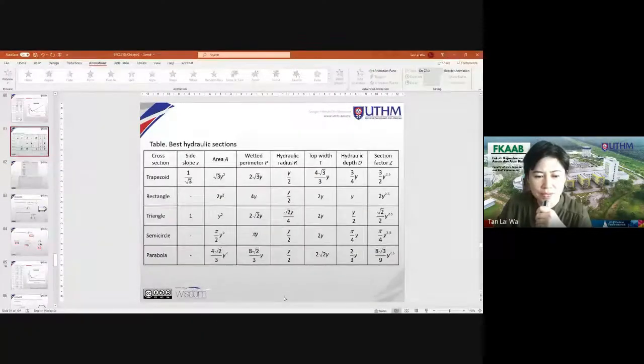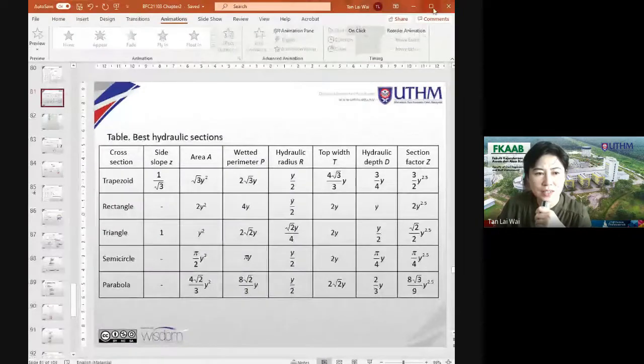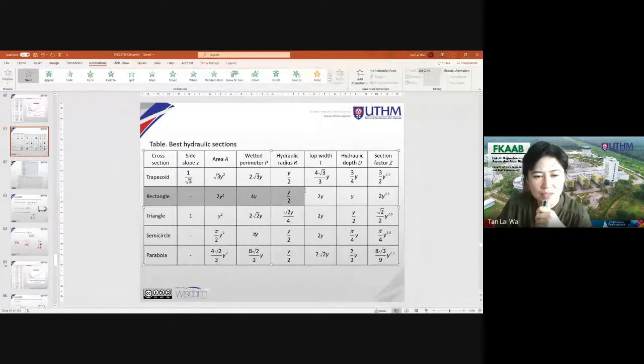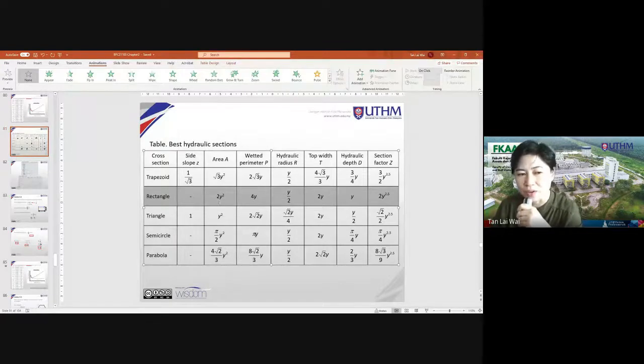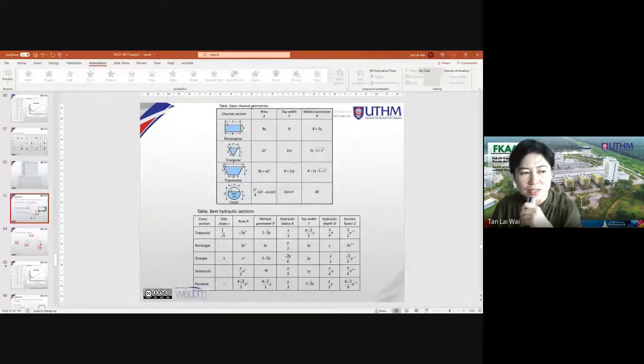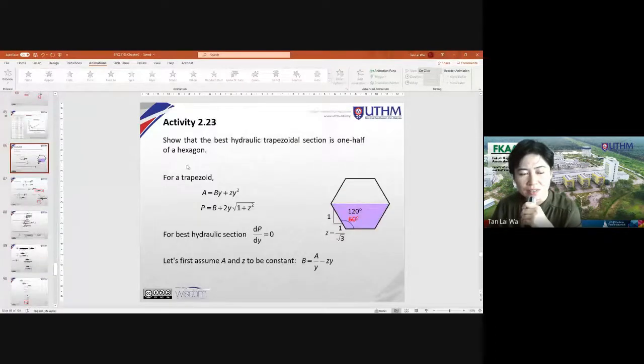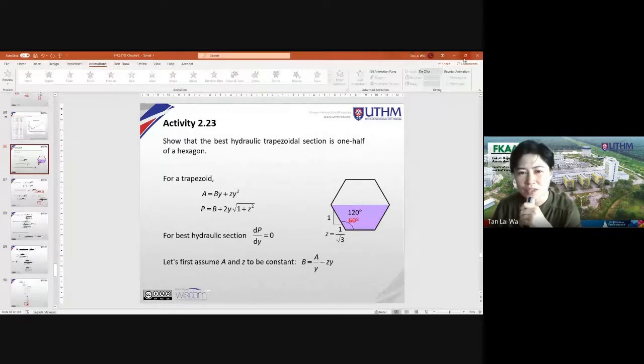the table of the formula, if you look at the rectangular one, you'll see this is what we have found. Flow area 2y squared, wetted perimeter 4y, and then the hydraulic radius y over 2. I hope by now you know where this formula comes from. We just derived this, where we set dP over dy equals 0. Now, the second section that I want to show you is the trapezoidal section.